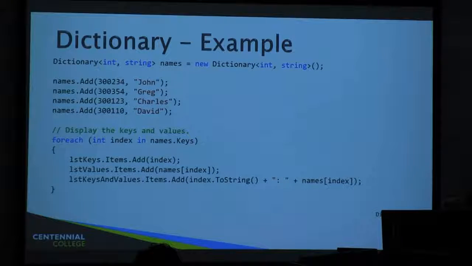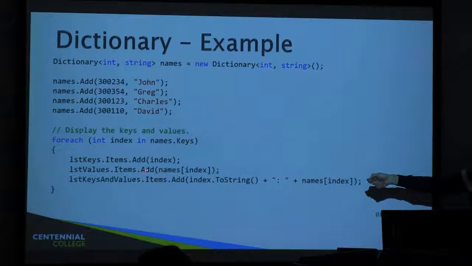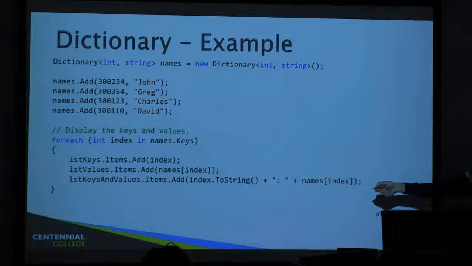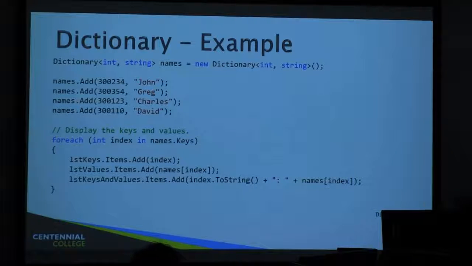I'm going to open this sample, and then you're going to see what that is. I mean, this is a list box. So it's a UI control that you can add items to, and then you can visualize them. It's a UI list box. So we're just adding to the list box of keys, the list box of values, and then the list box of keys and values together.